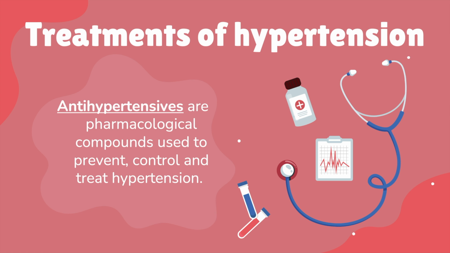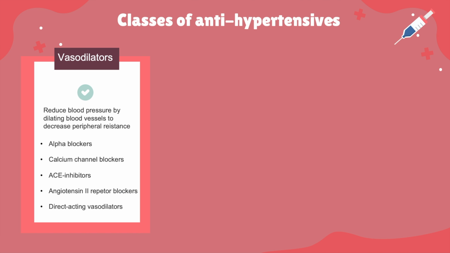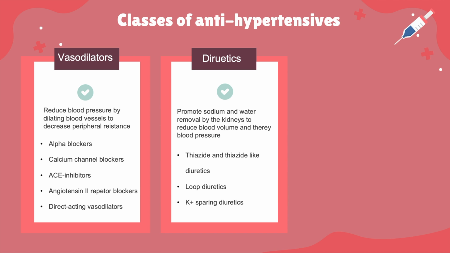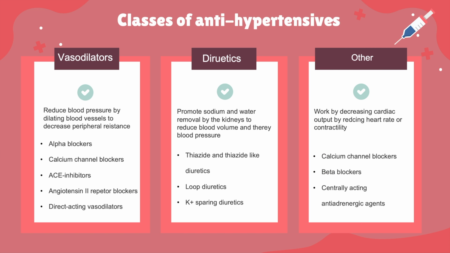There are several broad classes of antihypertensives that reduce blood pressure in different ways. Vasodilators reduce blood pressure by dilating blood vessels to decrease peripheral resistance. Diuretics work to promote sodium and water removal by the kidneys to reduce blood volume and thus blood pressure. Others work by decreasing cardiac output by reducing heart rate or contractility and thereby reducing blood pressure.